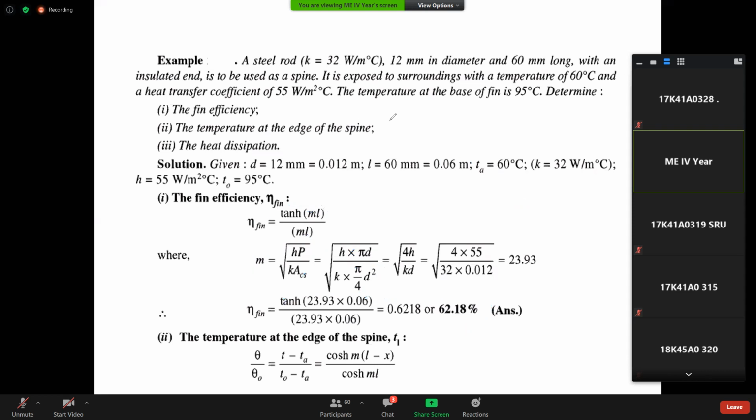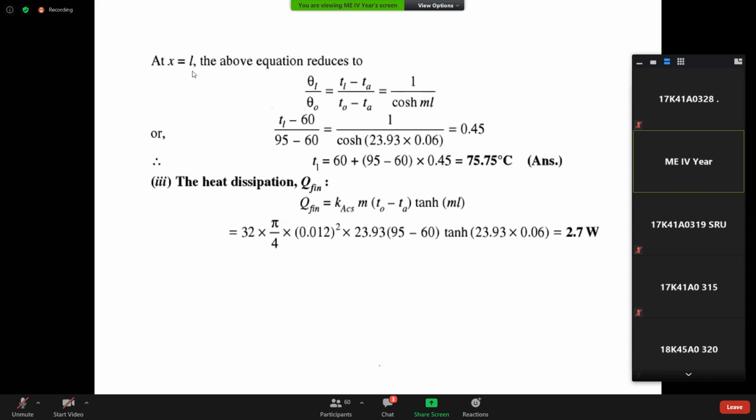Second question, it is clear that the tip is insulated, so the temperature profile equation you will get directly from the data book, or if you remember, it doesn't matter. What is being asked? He is asking you to calculate this temperature, Tx, at a particular distance. Put x is equal to L. See, this is the equation. If you put x is equal to L, this becomes 1 and this is the L value. So you can get the TL at a particular length.